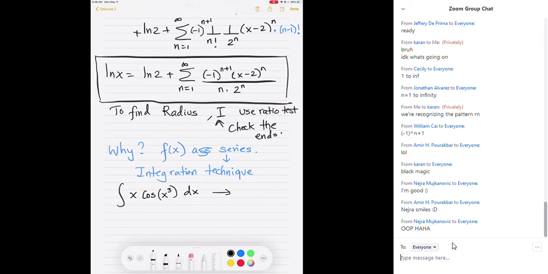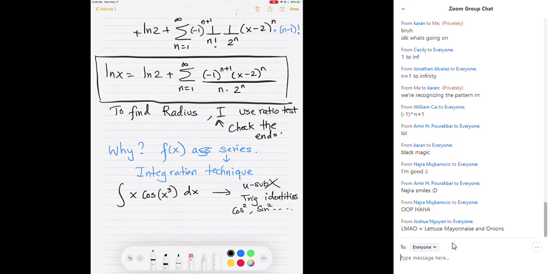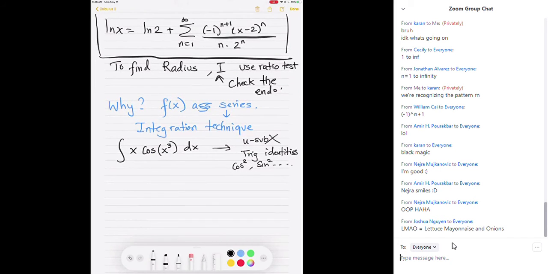You cannot do this until you write this as series because your u-sub doesn't work. Your trig formulas don't work. Why? Because trig identities only work when you have a square, when you have cosine squared, sine squared, something like that, some powers. Otherwise, they don't work. So you're at a dead end, which means what?